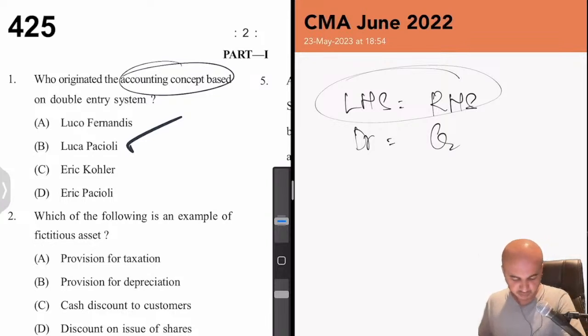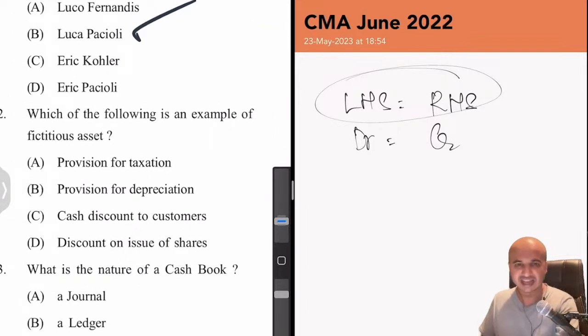Moving on. Which of the following is an example of a fictitious asset? Of course, we know what a fictitious asset is. A fictitious asset is an asset which is actually not an asset. Meaning, even though it's not an asset, it is still there in the balance sheet on the asset side as an item. So that would be referred to as a fictitious asset. If you look at it, provision for taxation is a liability. It cannot be a fictitious asset because it will be shown in the current liabilities, because it's a provision which we have created with respect to the payment of income tax. So ruled out. Provision for depreciation is also ruled out, because again it is not an asset. Cash discount to customers will not appear in the books at all.